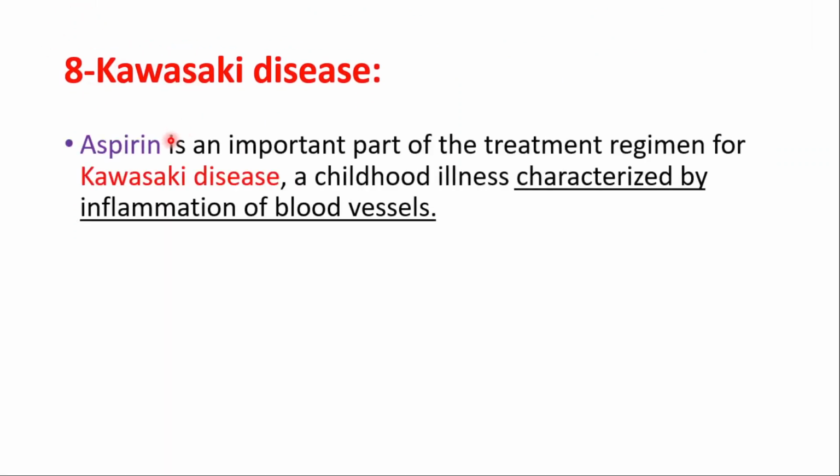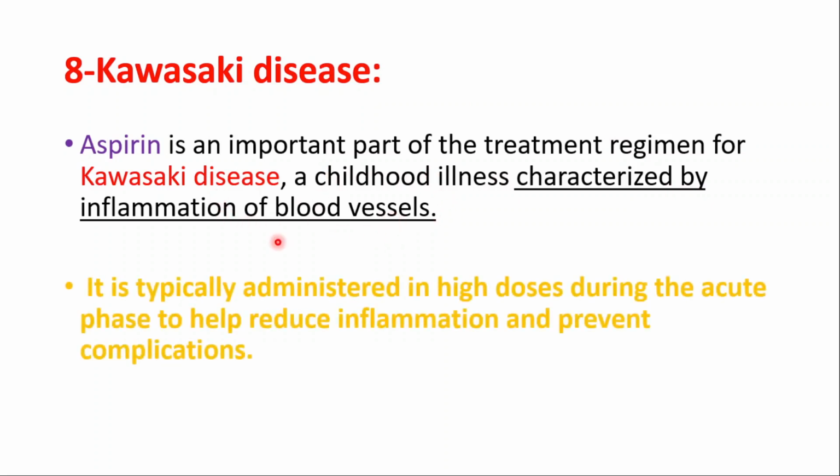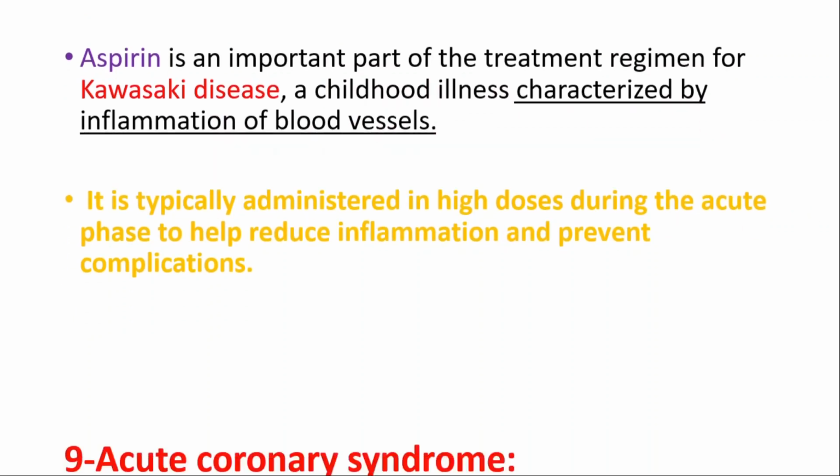Number eight, we have Kawasaki disease. Aspirin is an important part of the treatment regimen for Kawasaki disease, which is a childhood illness characterized by inflammation of blood vessels. It's typically administered in high doses during the acute phase to help reduce inflammation and prevent complications.